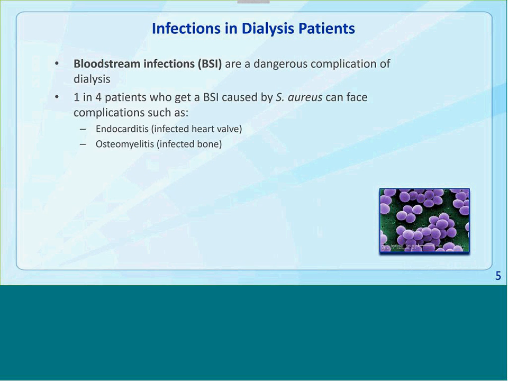A bit more specific on the BSIs, the bloodstream infections: 1 in 4 patients who get Staph aureus in their bloodstream end up with some really severe complications such as endocarditis or osteomyelitis, both pretty bad things. Up to 1 in 4 patients with an infection may die within 12 weeks. So the mortality and morbidity from BSIs is huge.